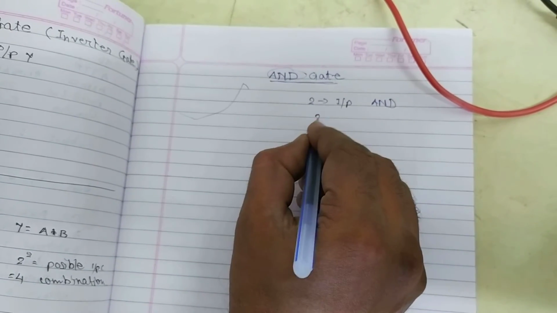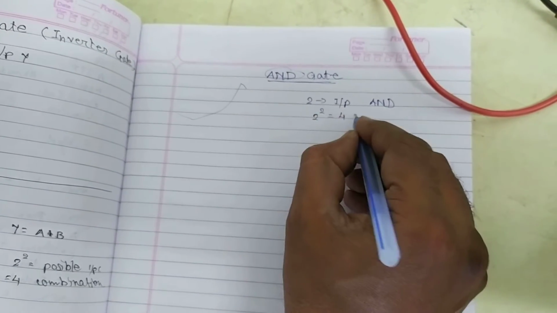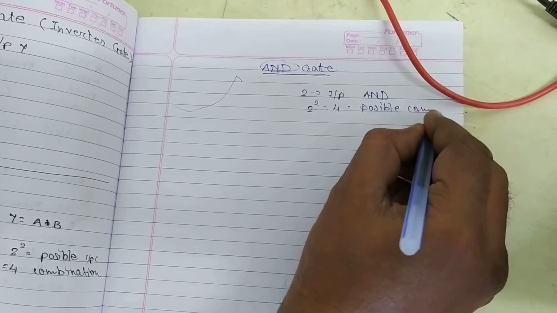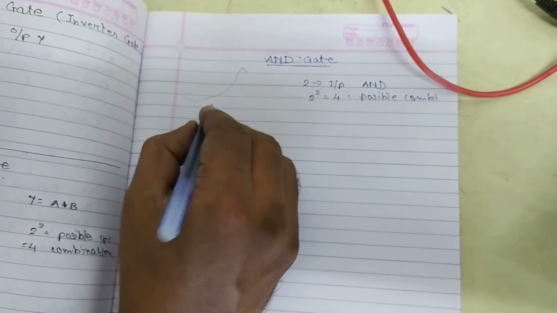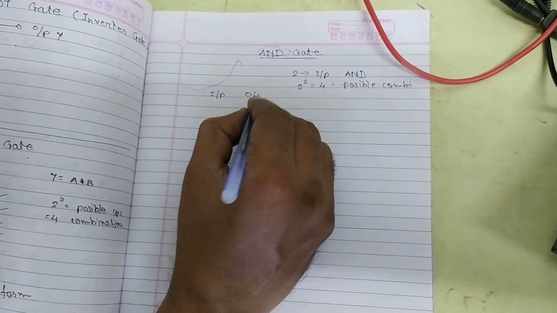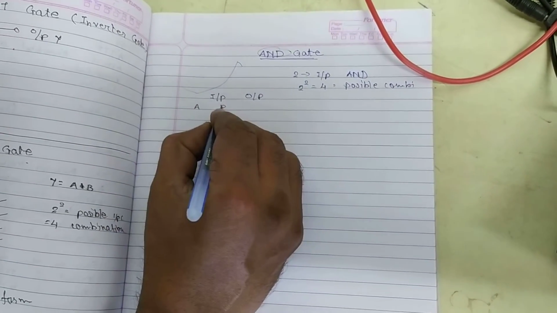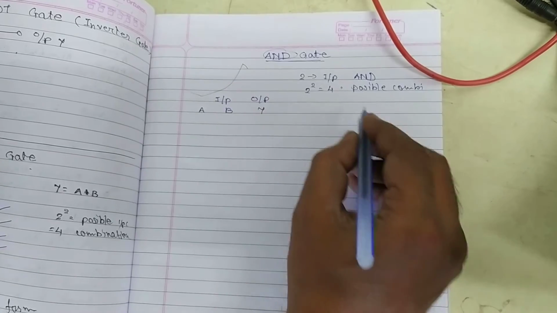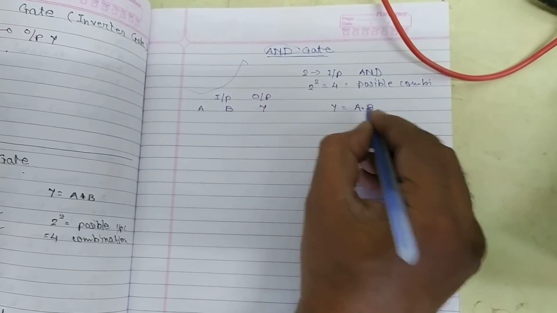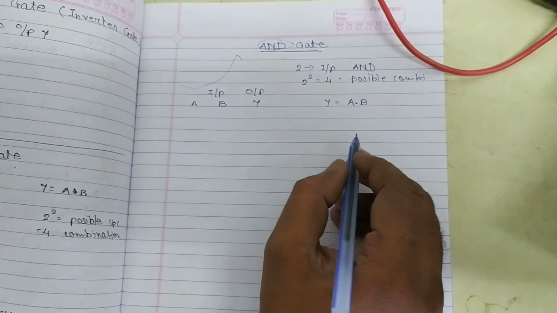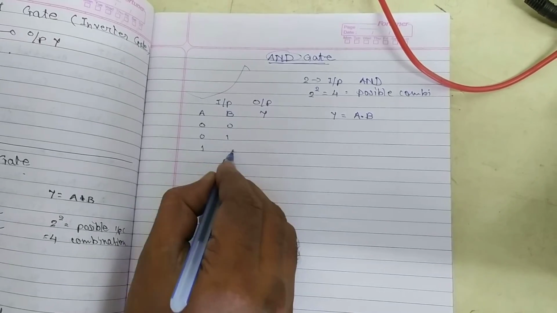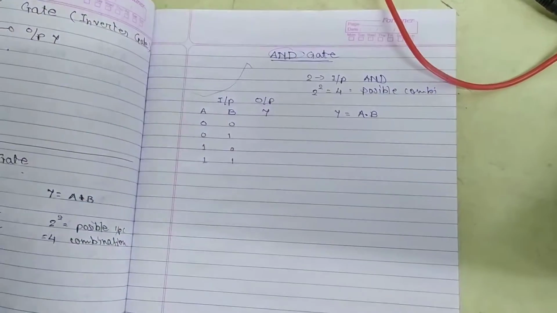If inputs are 2, you can say that 2 raised to 2, that is equal to 4 possible combinations, and those 4 possible combinations are plotted in this table. These are input and output. Inputs are 2, say for example A and B, and output is Y. And its Boolean expression is Y is equal to A AND B. This dot is read as AND. The 4 possible combinations are 0 0, 0 1, 1 0 and 1 1.